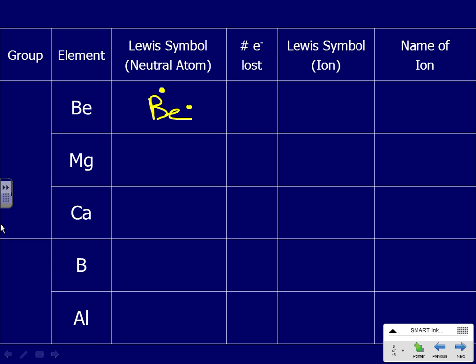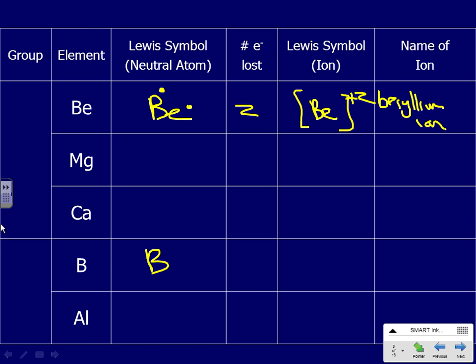How many electrons is it going to lose? 2. Be, no dots. What's the charge on this? How positive is this guy going to feel? 2 plus. Name of the ion, no change in the name. It's still a beryllium ion. You could do the rest, and you're going to in a minute, but let's just jump down to this one for a minute, so that then you can finish it off.